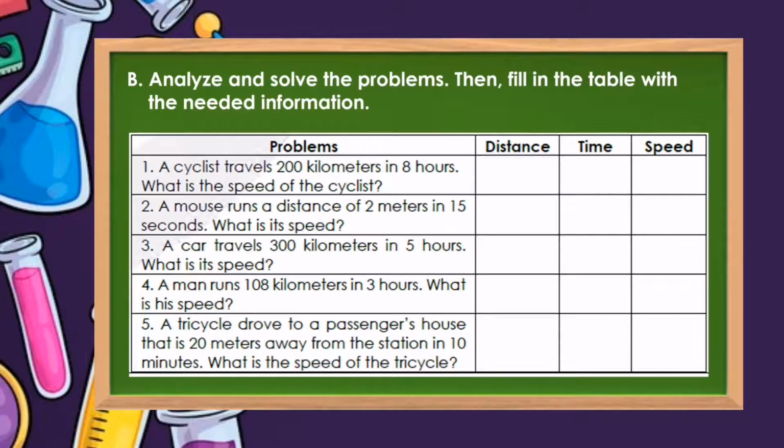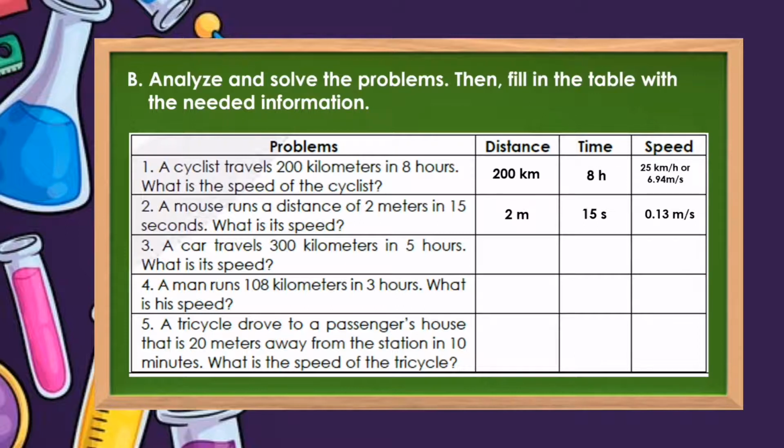Problem number 1. A cyclist travels 200 kilometers in 8 hours. What is the speed of the cyclist? The distance is 200 kilometers, time 8 hours, and the speed is 25 kilometers per hour or 6.94 meters per second. Number 2. A mouse runs a distance of 2 meters in 15 seconds. What is its speed? The distance is 2 meters, the time is 15 seconds, and the speed is 0.13 meters per second.